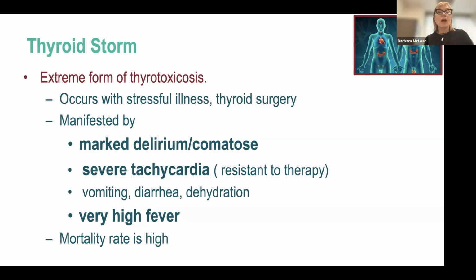Oftentimes, again, they have an overactive bowel, they have an overactive bladder, they're urinating all the time, they're having diarrhea, they may have vomiting, and typically they're quite dehydrated, hence the hypernatremia. They also will typically have a refractory temperature. At the severest end, this could be a life-threatening temperature as well. The mortality rate of thyroid storm undiagnosed, unmanaged is extraordinarily high.